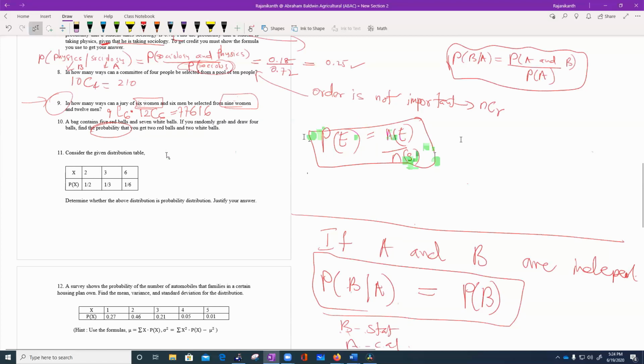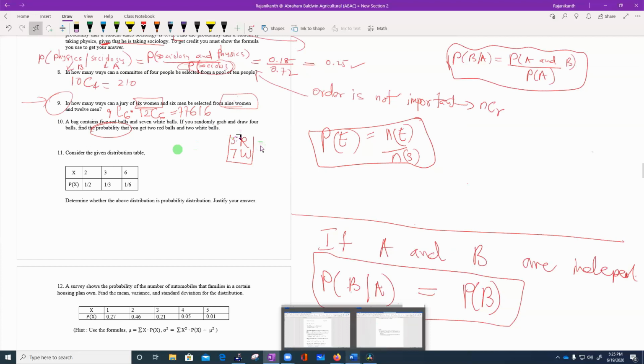So let's look at this problem. What was the given information? A bag contains 5 red balls and 7 white balls. So there's a bag. There are 5 red balls. Let me denote red as R, and 7 white balls, that is W. If you randomly draw, how many balls are you drawing from there? 4, right? Simultaneously, you are drawing 4 balls. We don't know what kind of 4 it is. Maybe all red, maybe all white, or maybe mixed, right? We don't know.